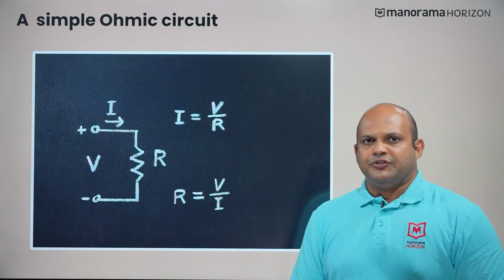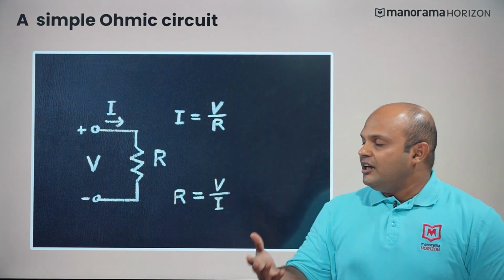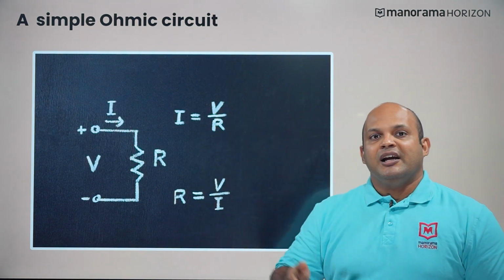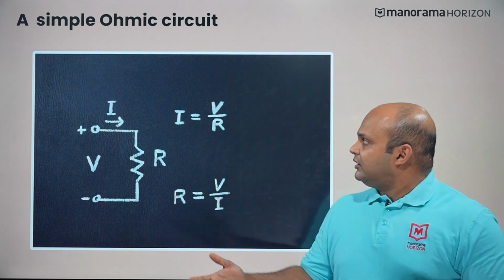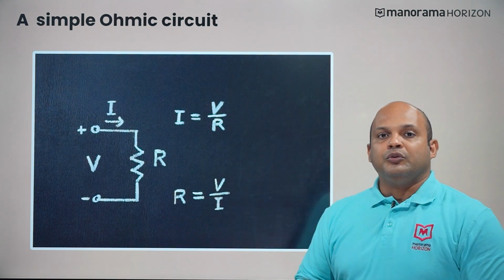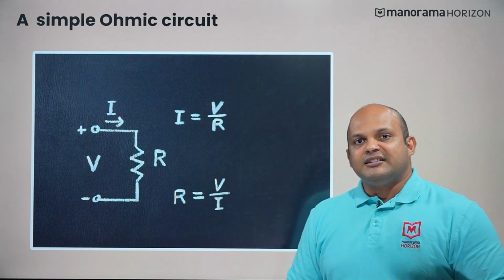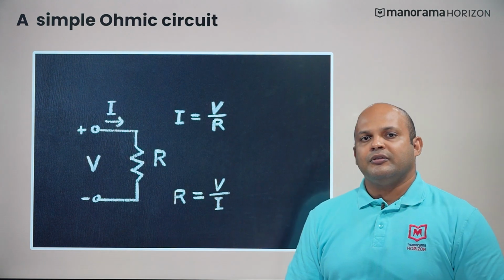At constant temperature, the current flowing through a conductor is directly proportional to the voltage across it and inversely proportional to the resistance of the conductor. In other words, I is equal to V upon R or R is equal to V upon I. This gives us a relation between current, voltage and resistance.